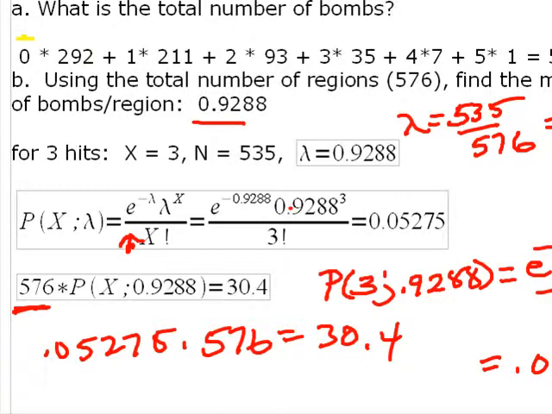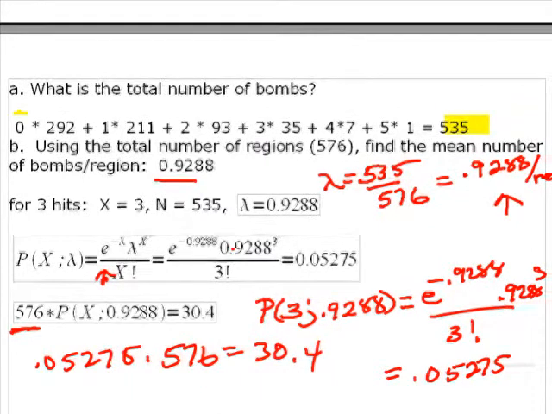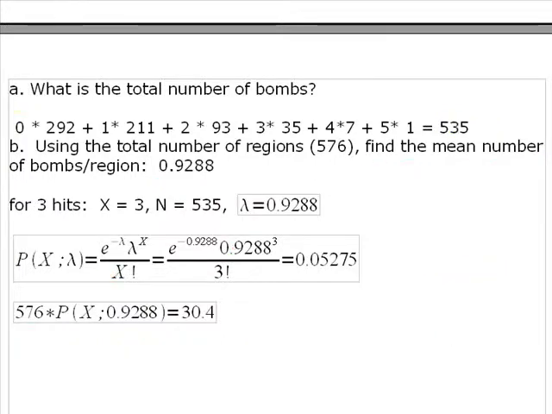So the idea was that you find the total number of bombs and divide by the total number of regions, and that gave you 0.92 or 0.93 bombs per region. That's your lambda for the distribution. Then you go through and you find the probability for every number of hits. Let me erase this for a second.